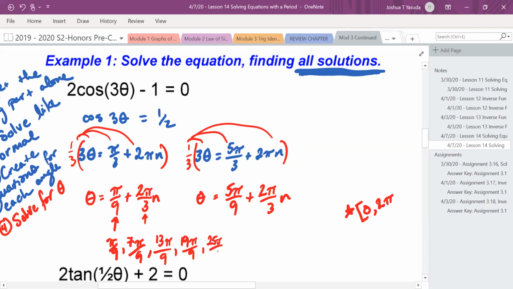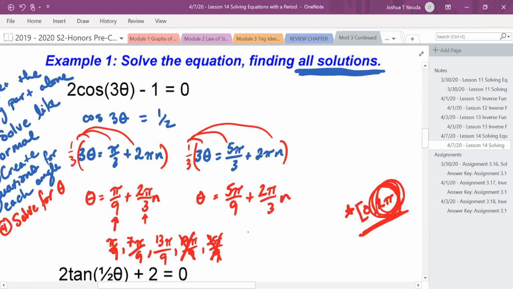But here's the thing. If we're going from 0 to 2 pi, like when it says solve for all things from 0 to 2 pi, right? Your angles can't be bigger than 2 pi. Well, what's 2 times 9? 2 times 9 is 18. So you actually can't go with these, right? And so I would have stopped with 13 pi over 9. And that would have found all my answers for the first statement.